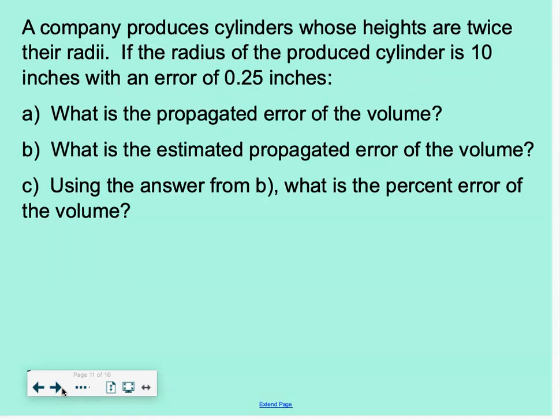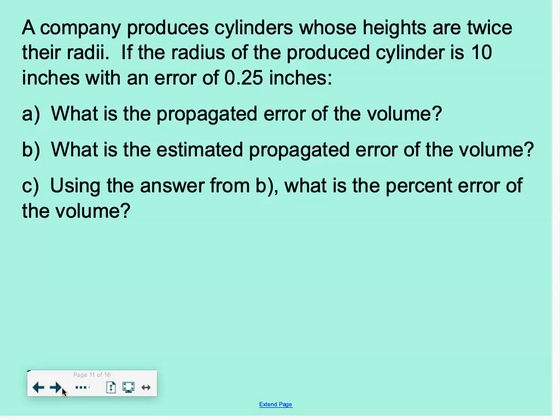The old book used to use the words propagated error, and I see propagated error a lot on the internet. The new book doesn't use the word propagated. I think it just uses estimated. Either way, it's talking about the same thing. I think propagated means the error propagated from the input to the output, so propagated means the output error.